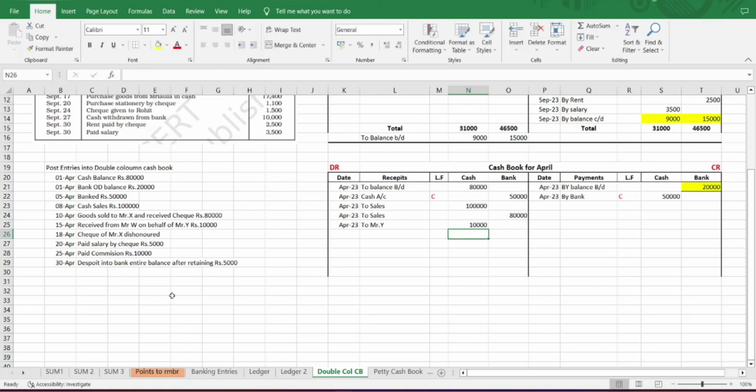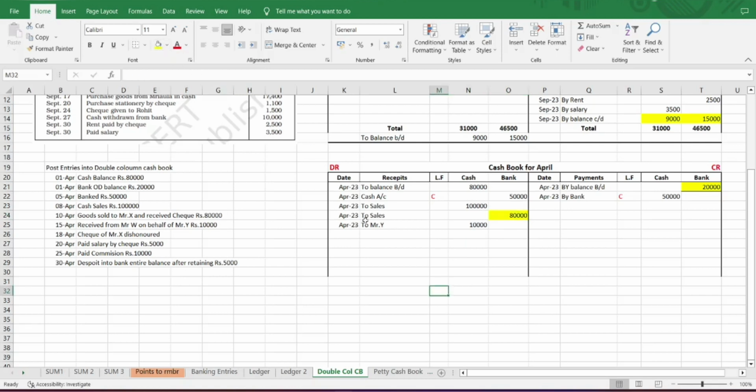Next, check of Mr. X dishonored. Here again, what do you mean by dishonored? Dishonored means when the check is received and when you present it in the bank, but the payment is not processed. Why? Because there is the possibility that the account balance is not as much as the amount mentioned on the check. So in that case, the check gets dishonored. Okay. Now here the check which Mr. X had given to you of 80,000 has been dishonored.